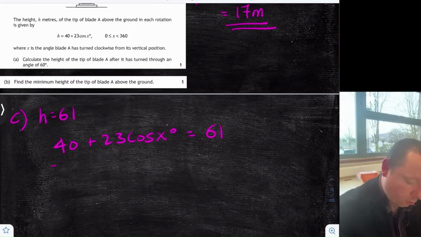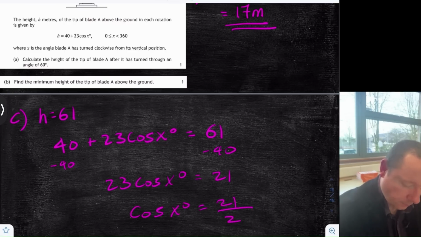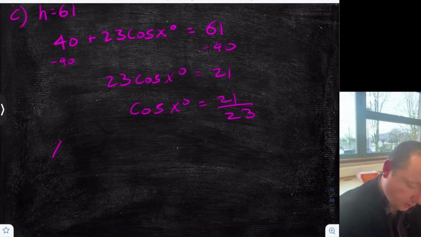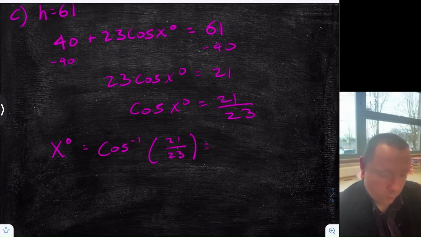So taking away 40 from both sides, 23 cos x equals 21. So cos x is 21 over 23. So then we can work out x. x is the inverse cos of 21 over 23, which is 24.1 degrees.